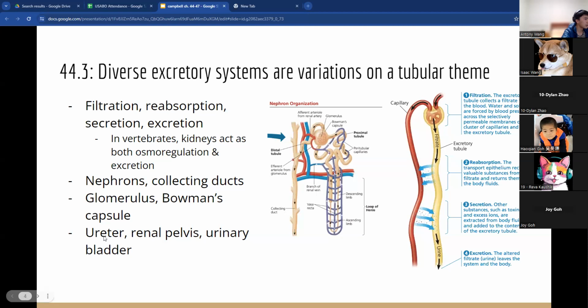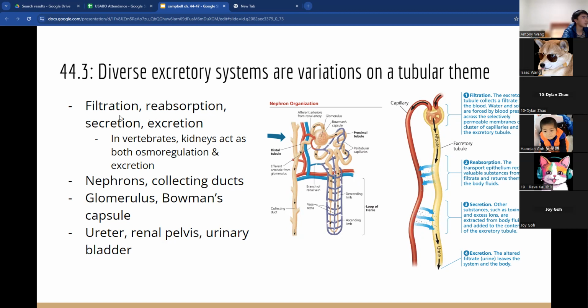I guess this is talking about the path. It's not in any particular order. You should know that the collecting ducts empty into the renal pelvis, and then the renal pelvis empties into the urinary bladder, and then urine leaves through the ureter. Just making sure I covered everything. I think kidneys are so cool.